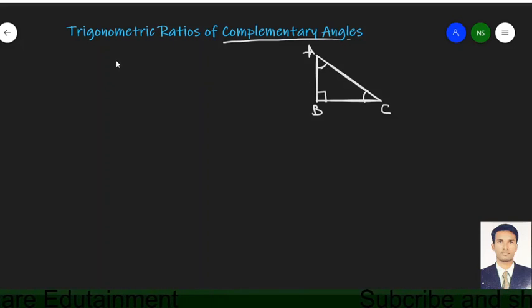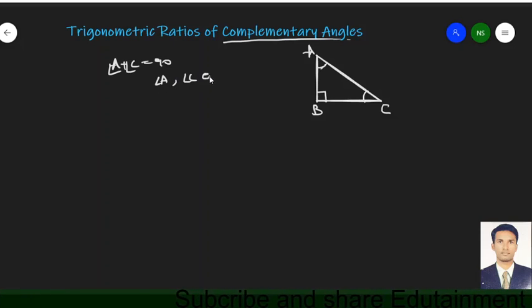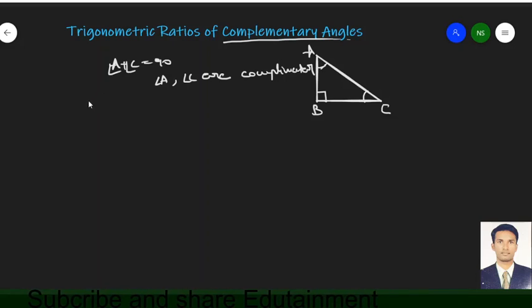Let us take angle A plus angle C equals 90, then you can say that angle A and angle C are complementary. If we have one angle, we can find the other angle. Here the two angles we can write like this: angle A and the other angle will be 90 minus angle A.